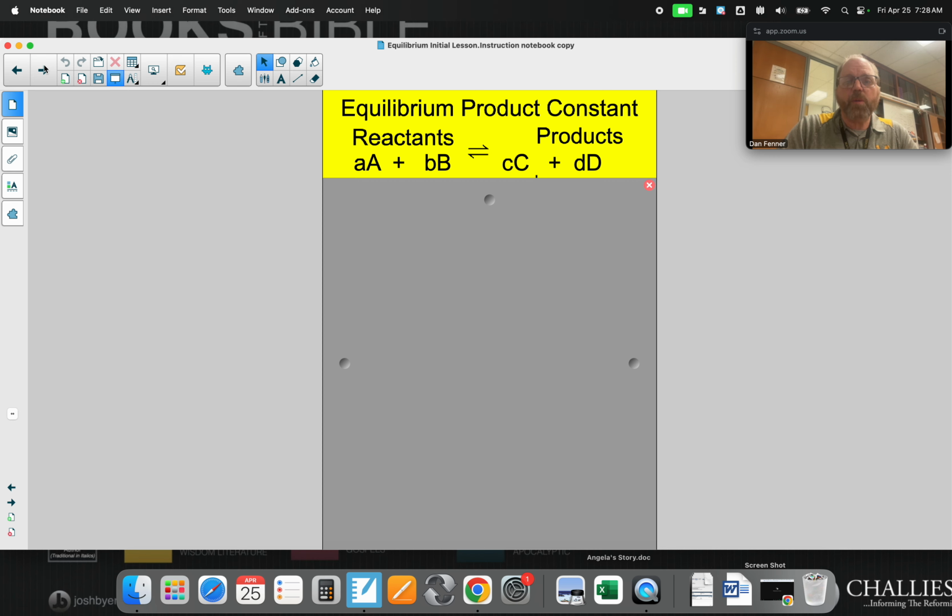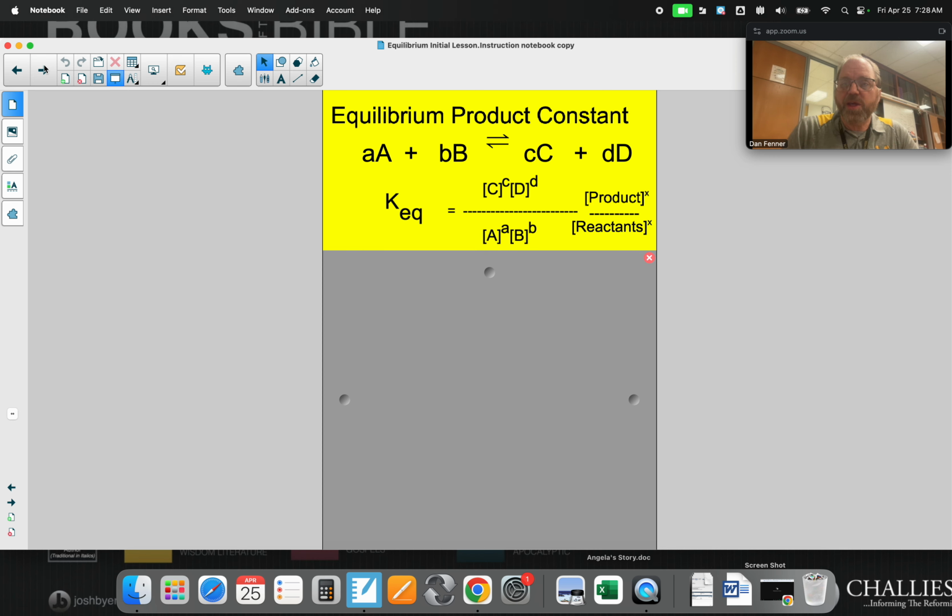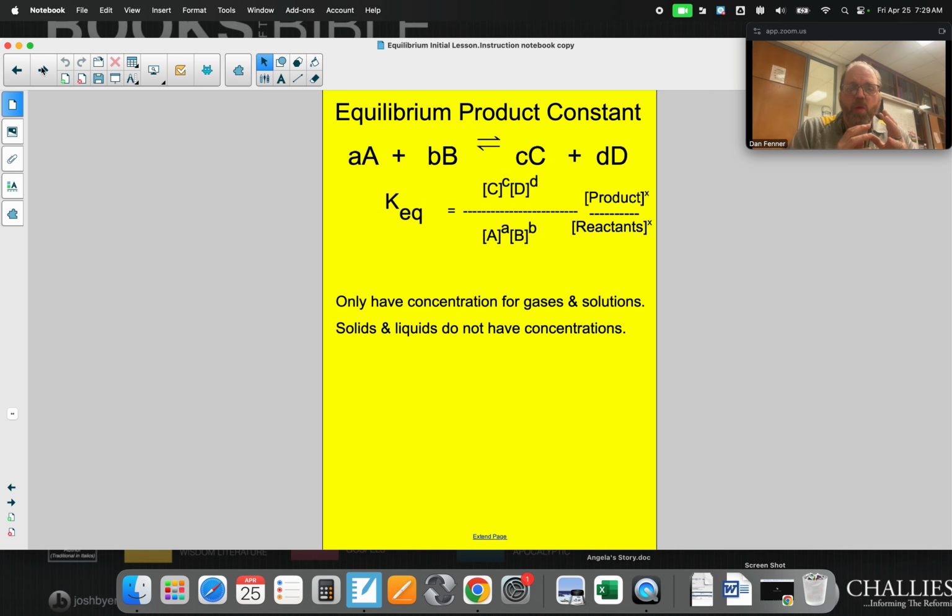All right, now the way that we find that is a value called KEQ, or some books call it KC or KP. We take the products, and the little brackets mean concentrations, raising them to the coefficients as exponents. So [C] to the c, [D] to the d, over [A] to the a, [B] to the b. So it's products over reactants. This can only be used for gases and solutions. Solids don't have a concentration because they're pure. Liquids don't have a concentration because they're pure. It's only for gases and solutions that we can use equilibrium reactions.